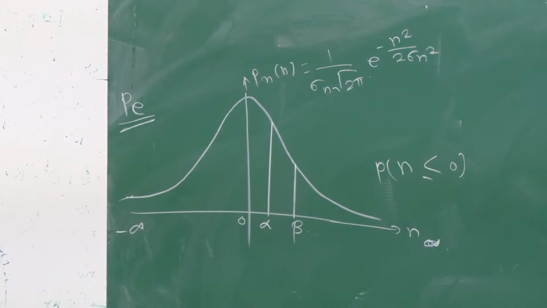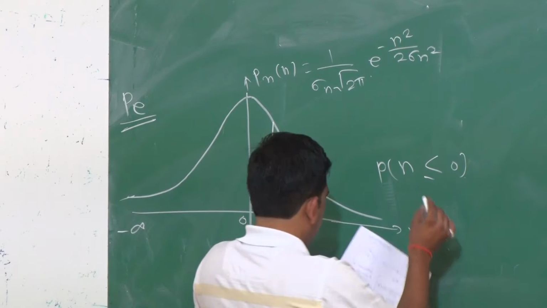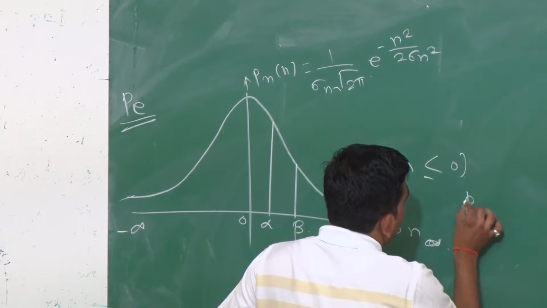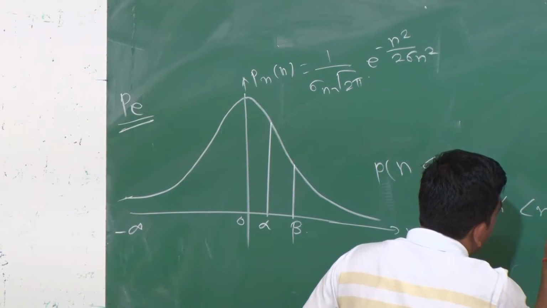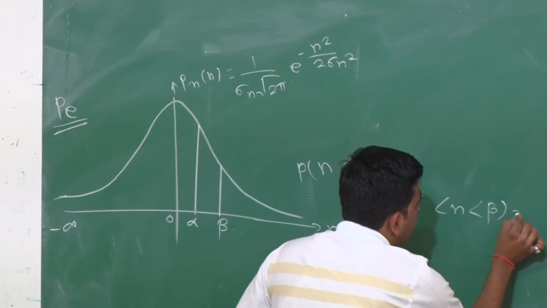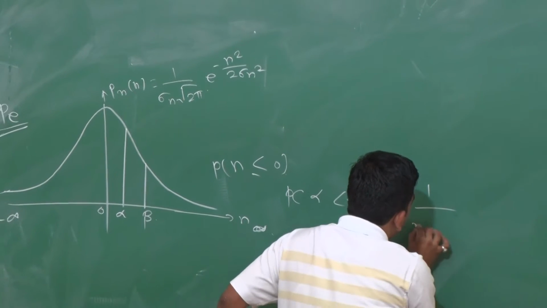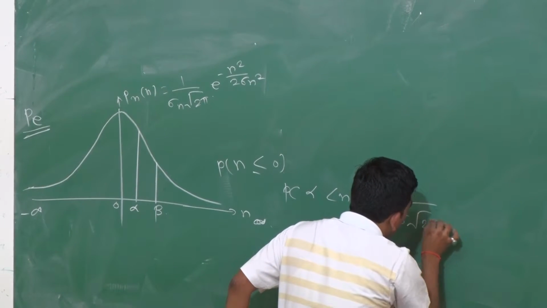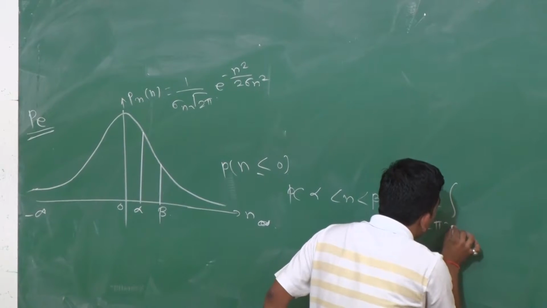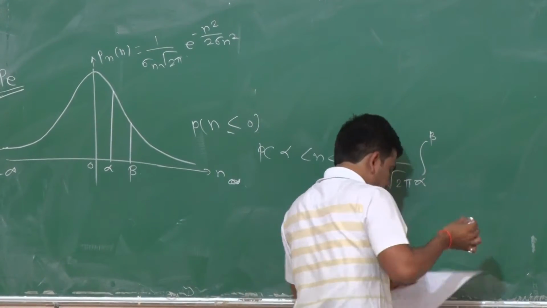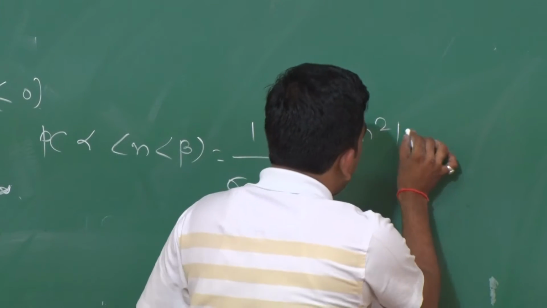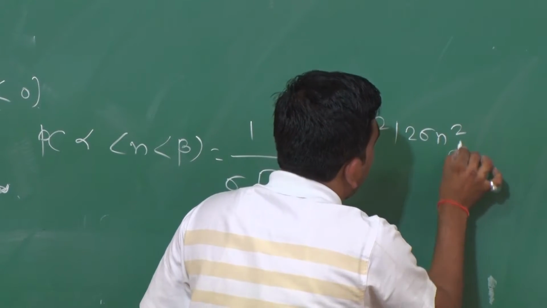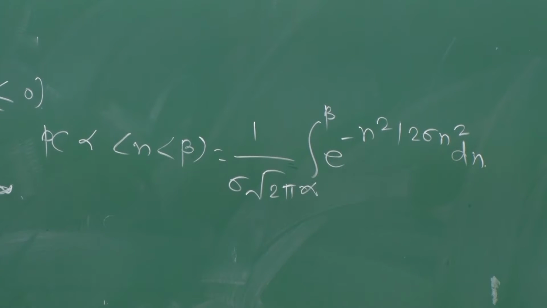Similarly, here we have to find out the probability where n is ranging between alpha to beta. The probability for n ranging between alpha and beta is equal to 1 by sigma root 2 pi, integration over alpha to beta of e raised to minus n square divided by 2 sigma n square dn. Is it correct?